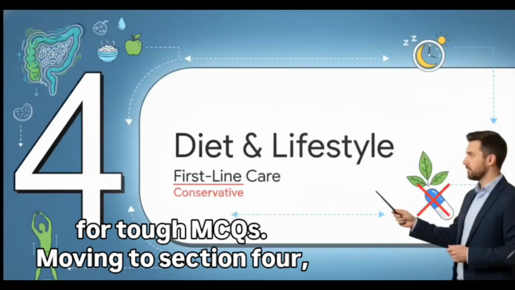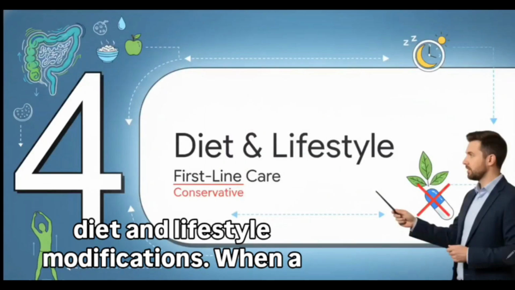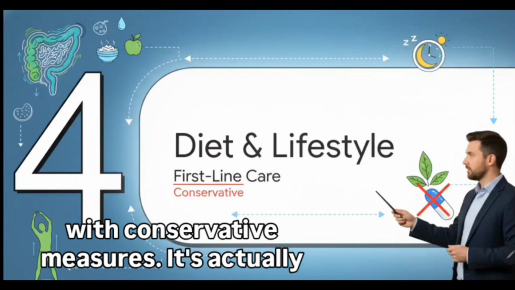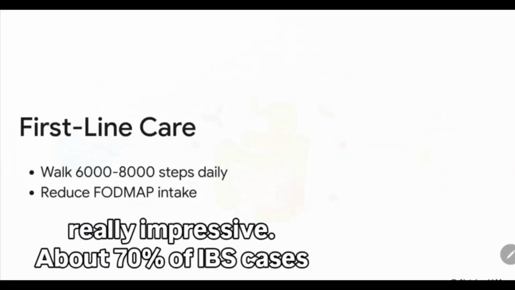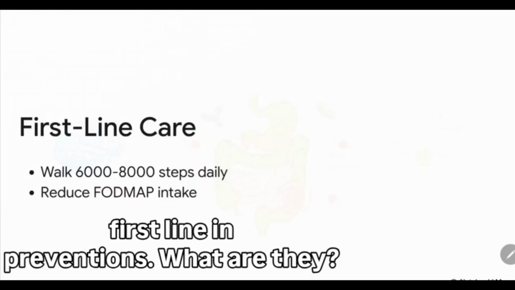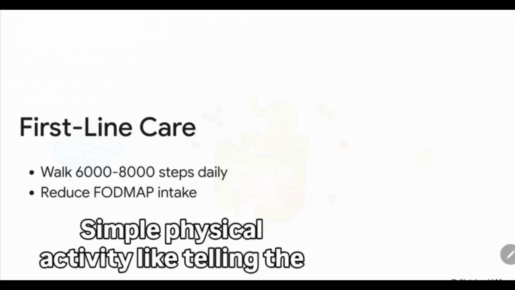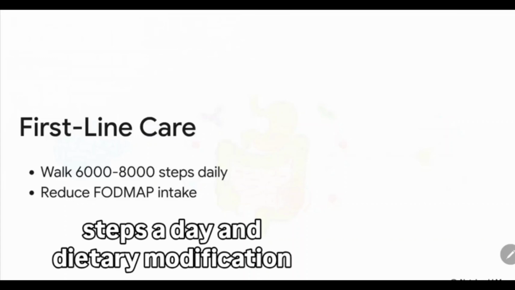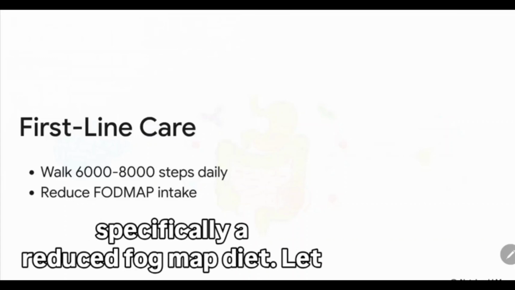Moving to Section 4, Diet and Lifestyle Modifications. When a patient comes in, we always start with conservative measures. It's actually really impressive. About 70% of IBS cases show massive improvement with just basic first-line interventions. What are they? Simple physical activity, like telling the patient to walk 6,000 to 8,000 steps a day, and dietary modification, specifically a reduced FODMAP diet.